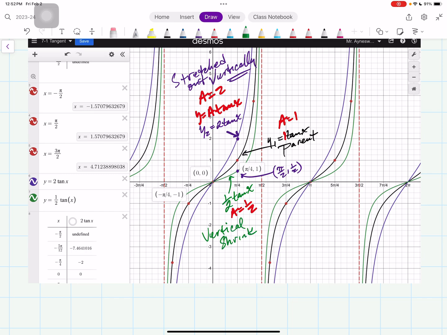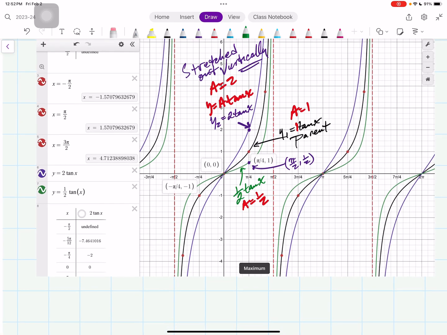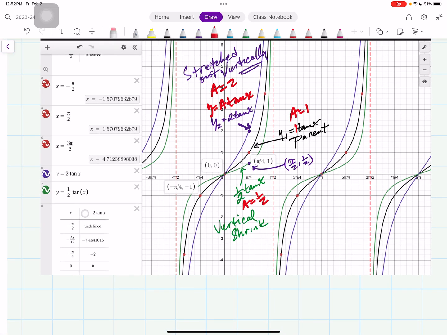Okay, so notice that the period for all of them is still pi. The period from here to here, so the period is pi for all three of them. So a does not affect the period. It only affects the steepness of it, not the period at all. In fact, it doesn't even change the concavity.